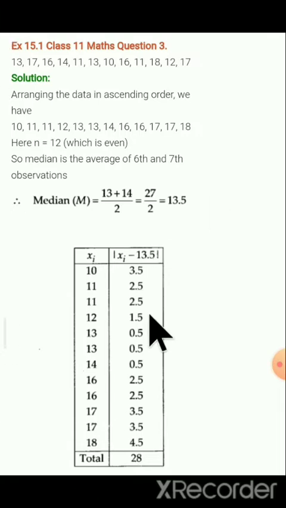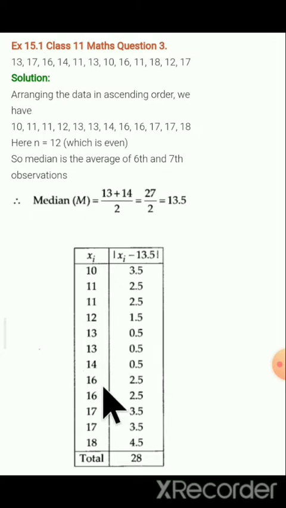Therefore 10 minus 13.5, that is 3.5. 11 minus 13.5, that is 2.5. 12 minus 13.5 equal to 1.5. 13 minus 13.5 equal to 0.5. 14 minus 13.5 equal to 0.5.